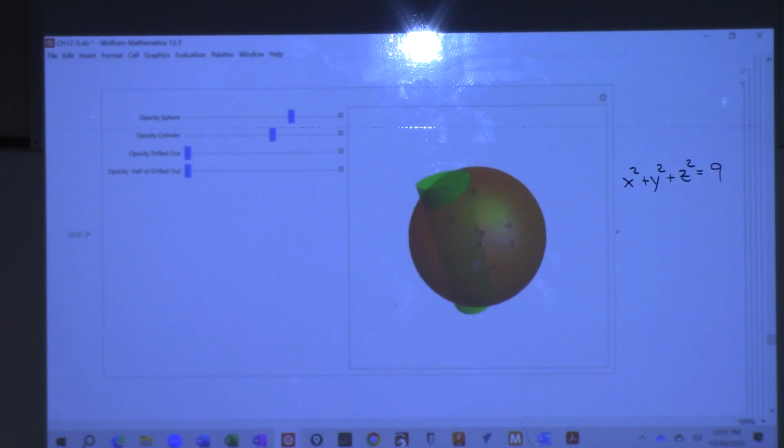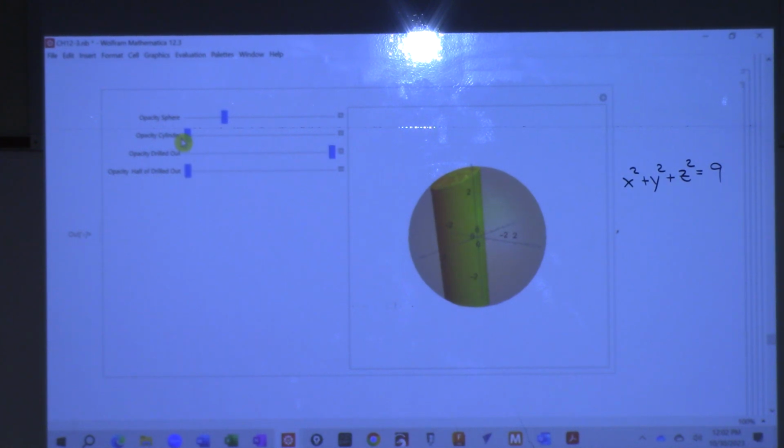So how are we going to do this? Let's talk about the part that actually got drilled out. Like, okay, there's my drill bit, right? When I drill out, that's the part that gets drilled out. Do you all see that?